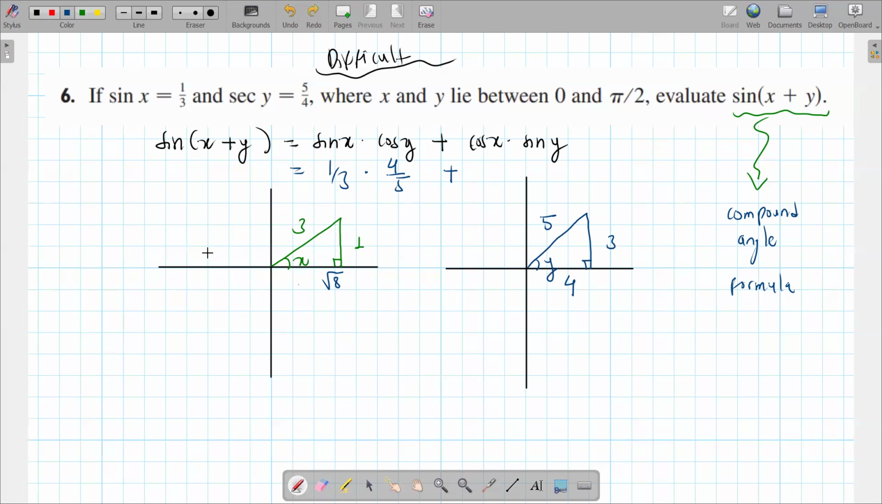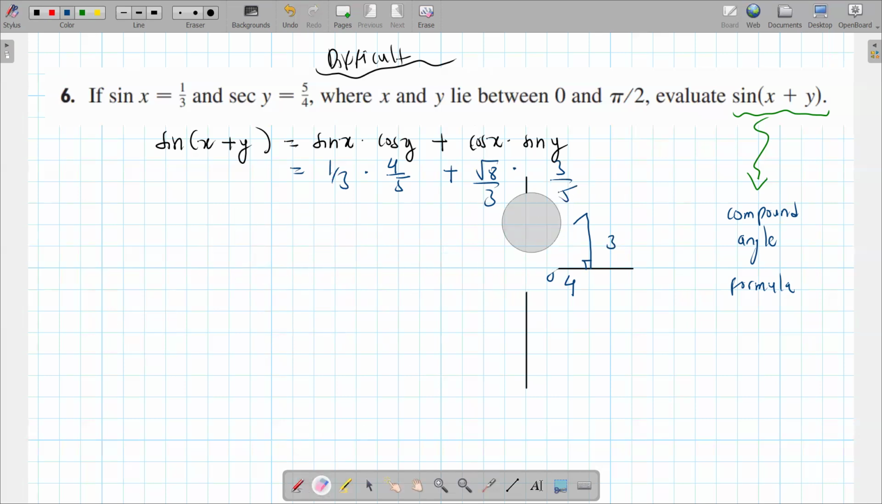What's cosine of x? Root of 8 over 3. Yes. Now let's look at the other triangle. What's sine of y? 3 over 5. And now we're going to clean this up, and that's it.